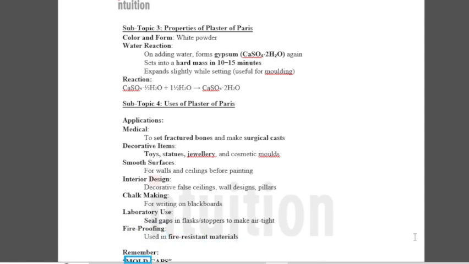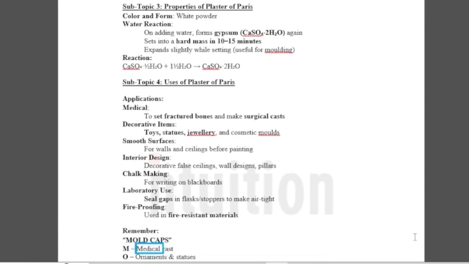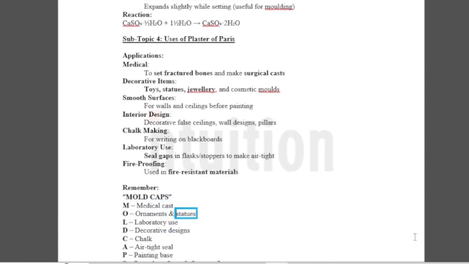Remember, MOLDCAPS. M: Medical cast. O: Ornaments and statues. L: Laboratory use. D: Decorative designs. C: Chalk. A: Airtight seal. P: Painting base. S: Smooth surfaces and fireproofing.